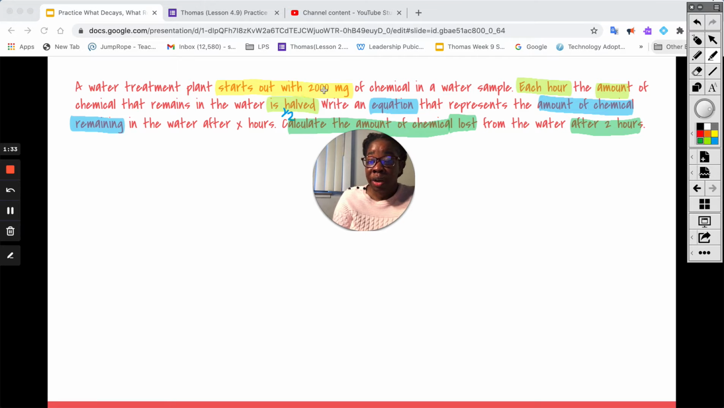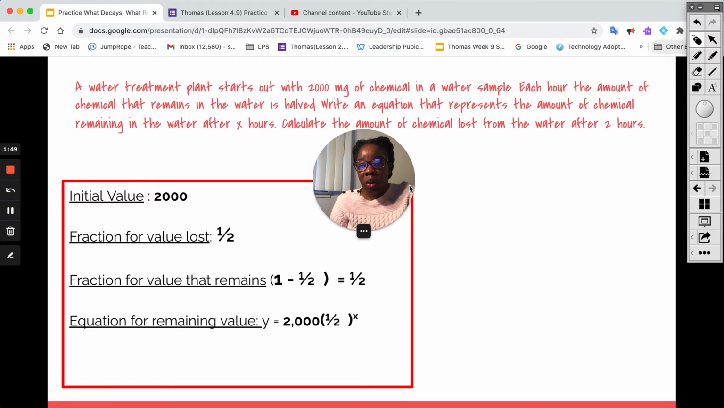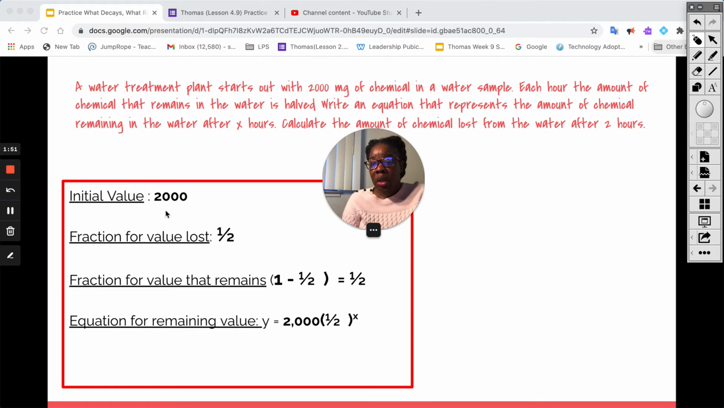So we know that our initial value is 2,000 milligrams. We know that it's losing half of the chemical each hour. And then we're going to write an equation that represents this situation. So let's go. Based on what we know, the initial value is 2,000. The fraction lost is 1/2. So if 1/2 is lost, it means 1/2 remains.